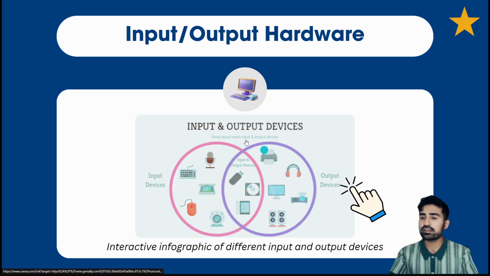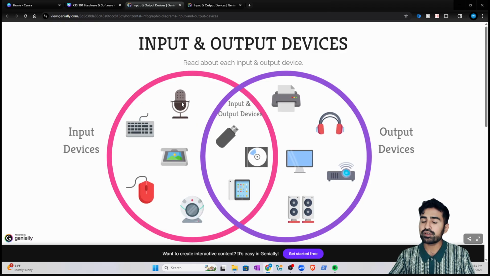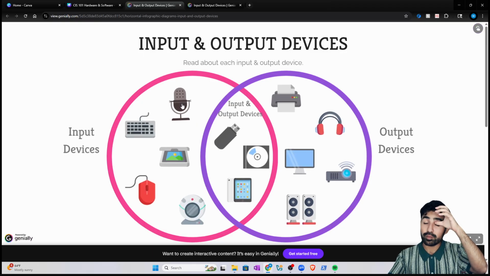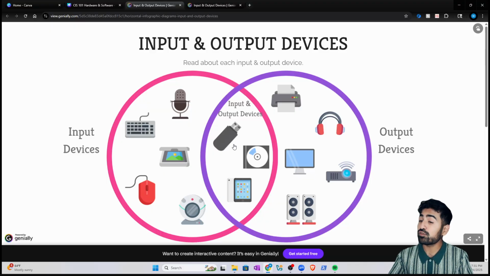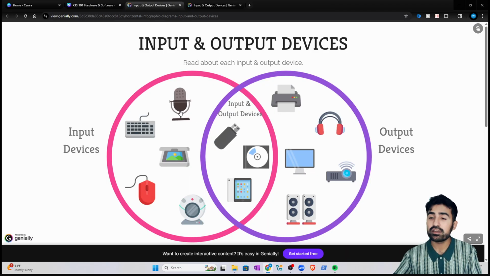So if you click on this image here, it'll open up an infographic. So you can see some of the different categories of input output devices. Some of them do fall as both input and output. That's going to be a little question on your quiz. So make sure you're familiar with what we mean by input, what we mean by output.